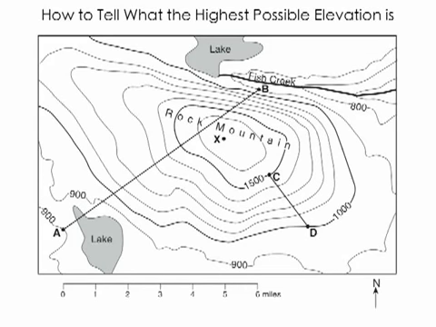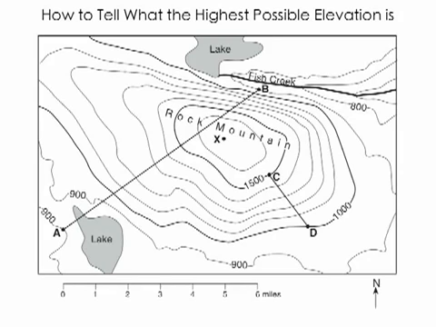Okay, so let's take a look at how we can determine what the highest possible elevation is on a topographic map. So take a look at this sample. You can see on the bottom left and the top right we have two lakes. The one in the north side of the map has Fish Creek running out of it. And of course in the center we have this geologic structure called Rock Mountain.